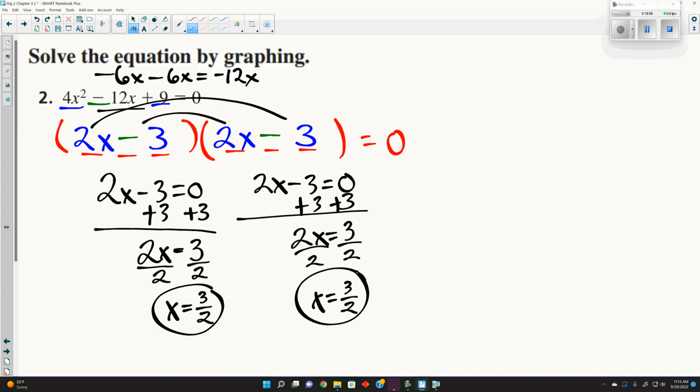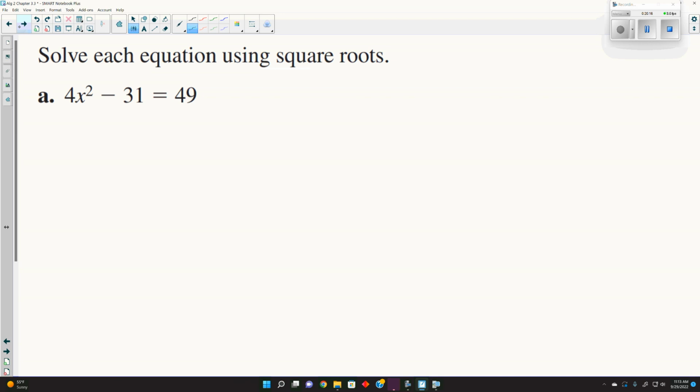So again, graphing does work well if our solutions are integers, they're whole numbers. We don't have a decimal. So we'll use it for some of the next ones. Any questions on any of this here? So that was graphing. Now the other method that we have is the square root method.